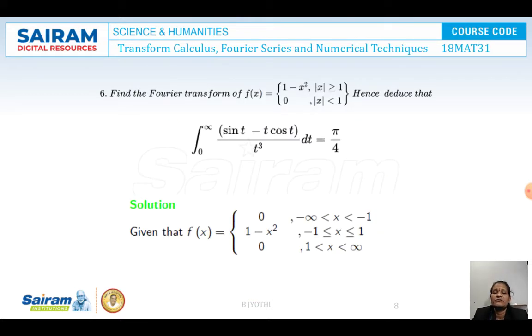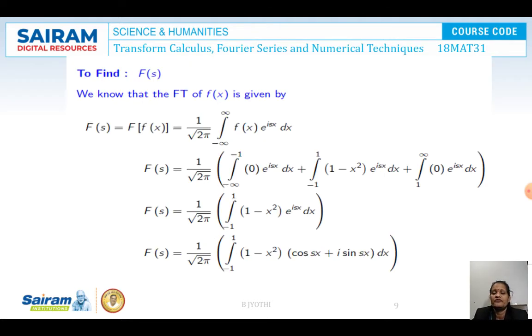Find the Fourier transform of f of x and hence deduce that the integral of (sin t minus t cos t) divided by t cube equals pi by 4. This is similar to the previous problem. So, f of x is given by 1 minus x square when x varies between minus 1 and plus 1.